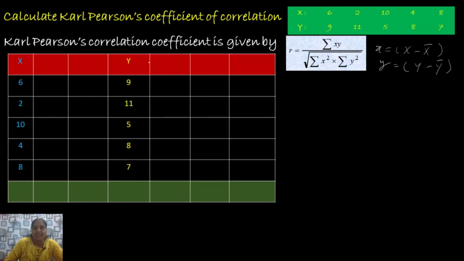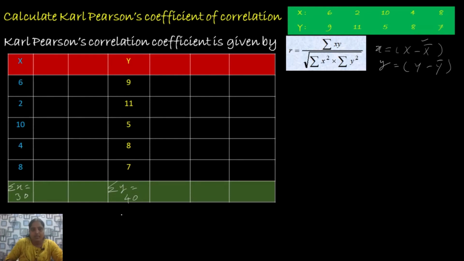For that, first we calculate the values of x bar and y bar. So let me first add the values of x. 6 plus 2, 8, plus 10, 18, plus 4, 22, plus 8, 30. So sigma x is 30. And sigma y, that is the sum of all values of y: 9 plus 11, 20, plus 5, 25, plus 8, 33, plus 7, 40. That is, sigma y is equal to 40.